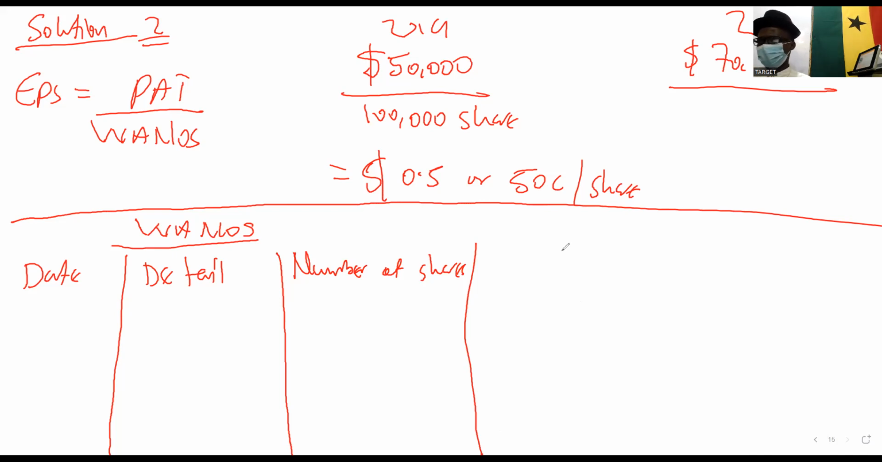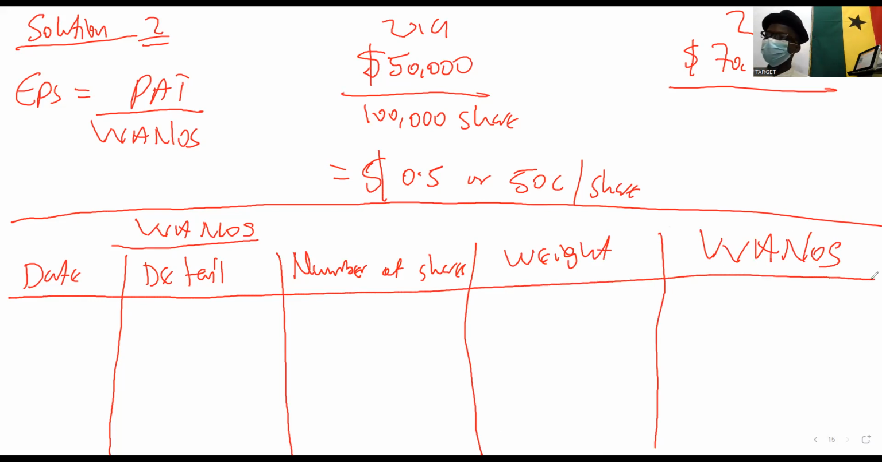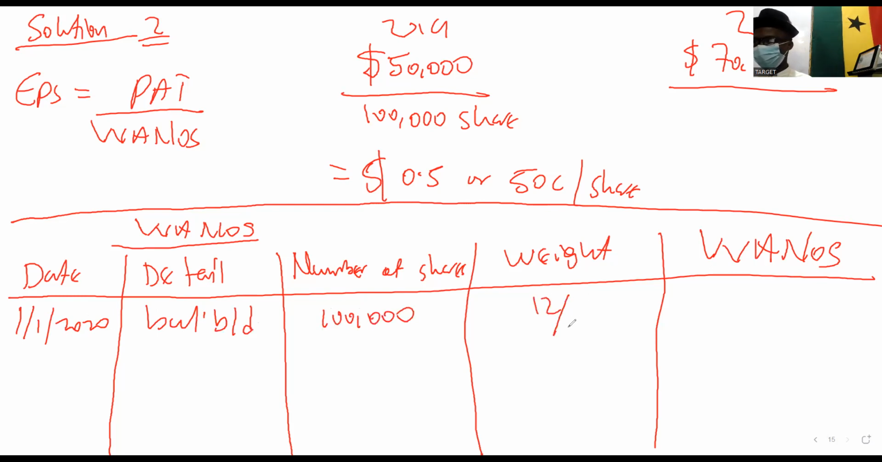Right after the number of shares, we move on to the weight. That's where the issue is. Right after the weight, you now tell the examiner the weighted average number of shares. All you need to do is check the date, 1st of January 2020. That's the balance brought down. The number of shares outstanding was 100,000 shares. We said the weight should be 12 over 12. Hence they'll get 100,000.